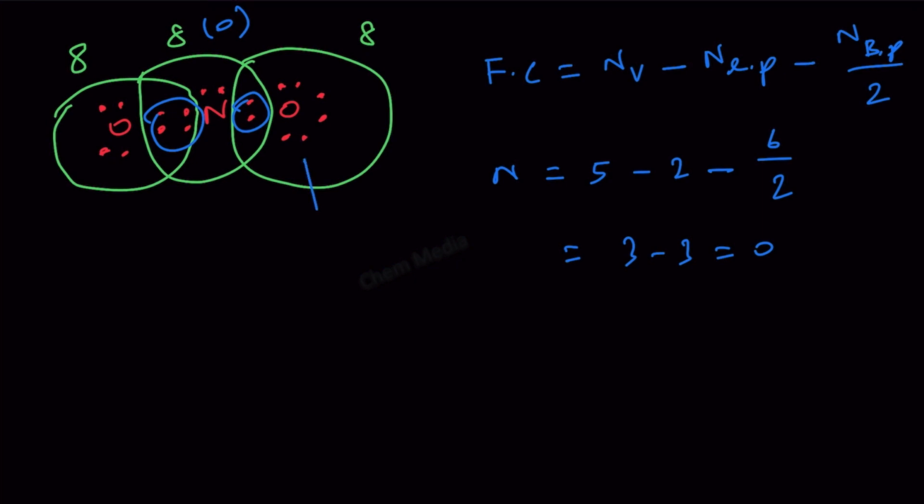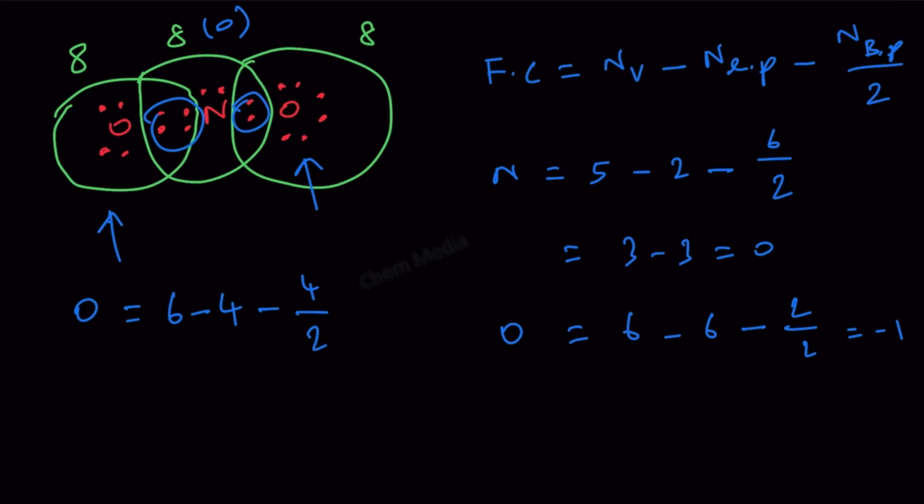How about this oxygen atom? For this oxygen atom that is there on the right hand side, it would be 6 valence electrons minus 3 lone pairs, therefore 6 once again, minus 1 bond pair, therefore 2 by 2. Therefore, this will be equal to minus 1. And for this oxygen atom, it is going to be 6 minus 4, because we have only 2 lone pairs for this oxygen atom, minus we have 2 bonds, therefore 4 by 2. So therefore this is 2 minus 2, and that is equal to 0.